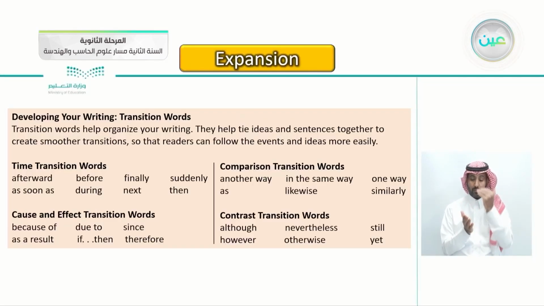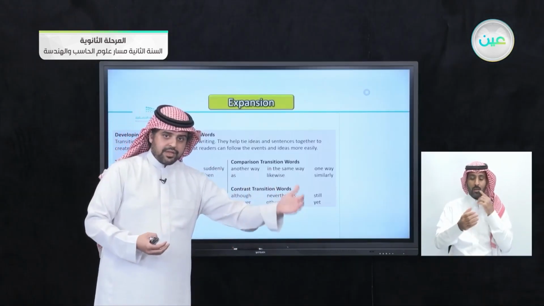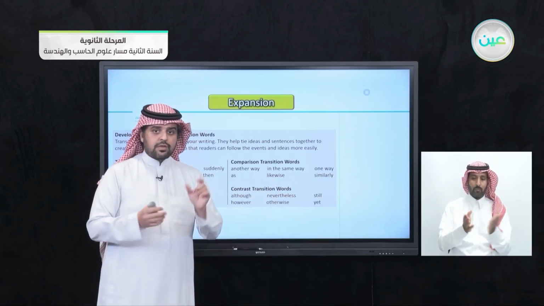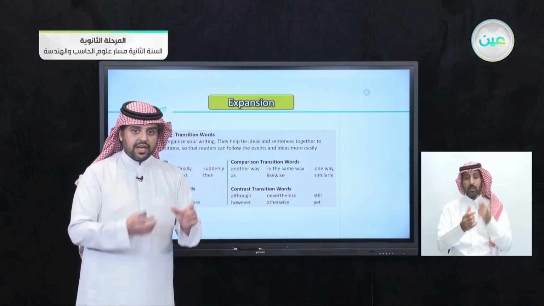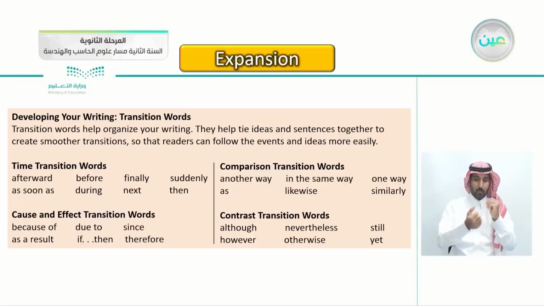Here are a few examples. Time transition words. So transition words about time. For example, here, afterwards, before, finally, suddenly, as soon as, during, next, then. So all of these are transition words related to time. For example, when you're talking, you say afterwards, then you come up with the other idea or the other event here. So the word afterwards is a transition word about time that connects two ideas or two events, two sentences together. Same thing with next, finally, then, and so on.